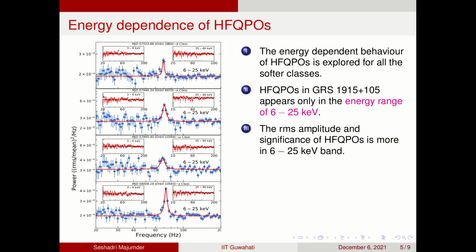Now to understand the energy dependent behavior of these high frequency QPOs, we segregated the whole energy band of 3 to 60 keV into 3 major segments. The first one is 3 to 6 keV, the middle one is 6 to 25 keV and the final one is 25 to 60 keV. For all the classes in which we could see the high frequency QPO feature, the QPO is present only in the 6 to 25 keV energy band, and the other two energy bands are featureless.